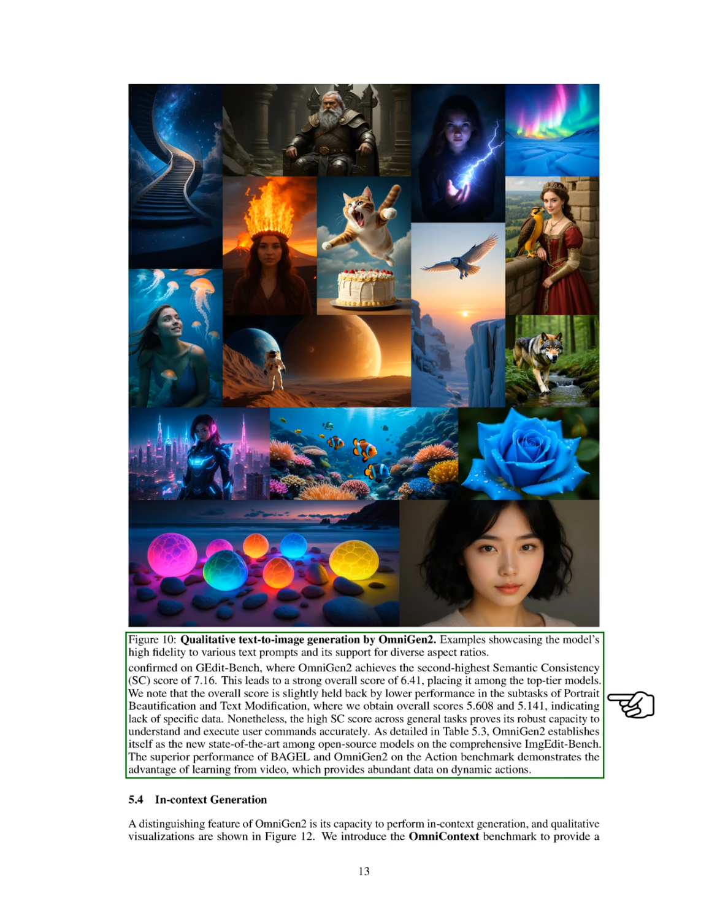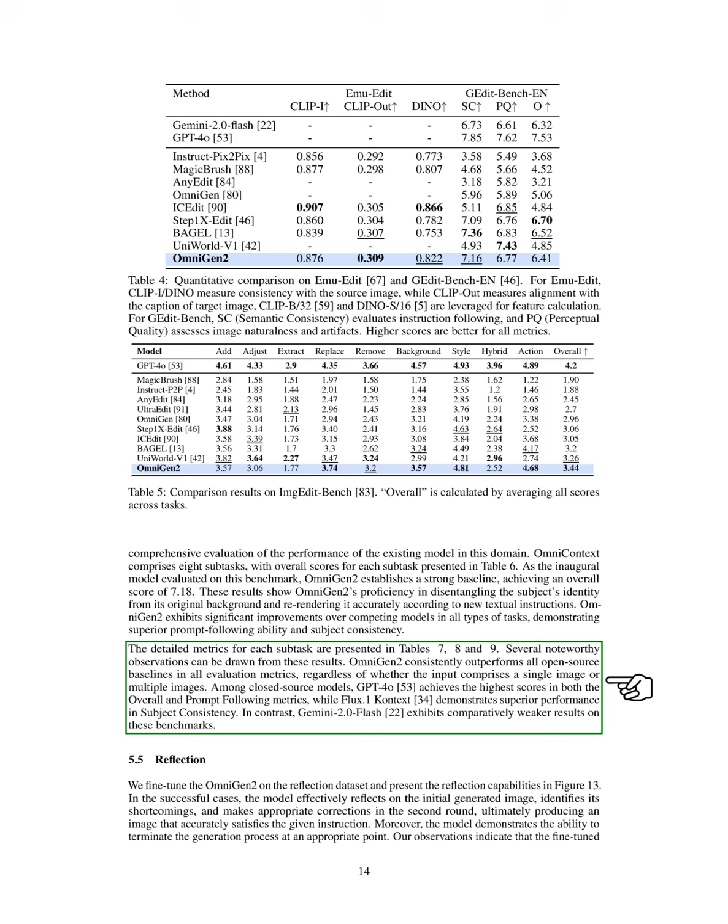In-context generation: we introduce the OmniContext benchmark to assess performance in this area. OmniGen2 sets a strong baseline with an overall score of 7.18, demonstrating its ability to accurately separate subjects from backgrounds and follow new instructions. It consistently outperforms other open-source models and shows significant improvements over competitors in various tasks. While closed-source models like GPT-4o and Flux.1 Context perform well in certain metrics, OmniGen2 remains a strong contender across the board.